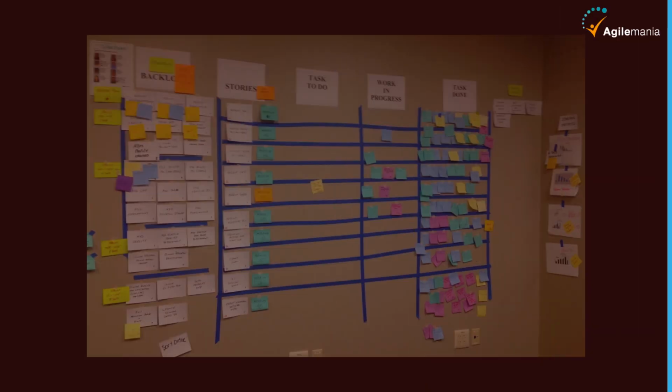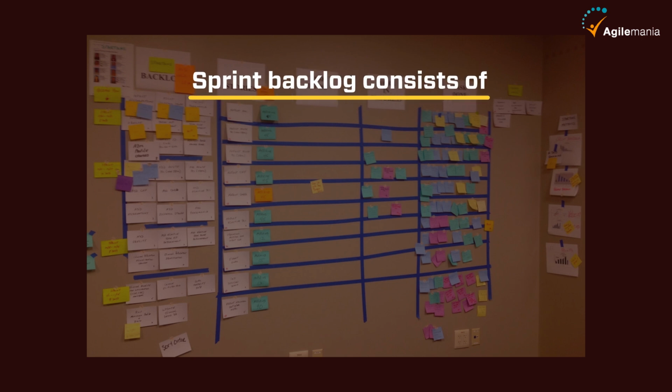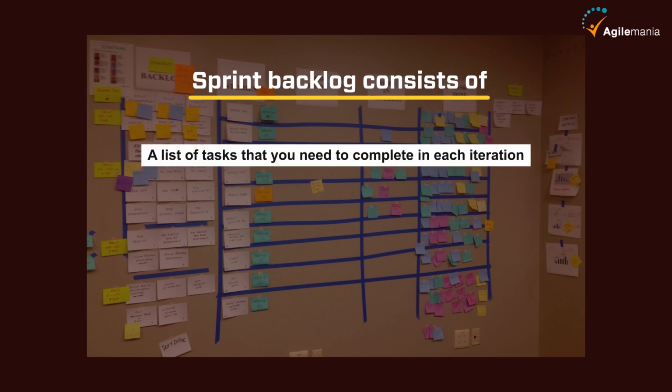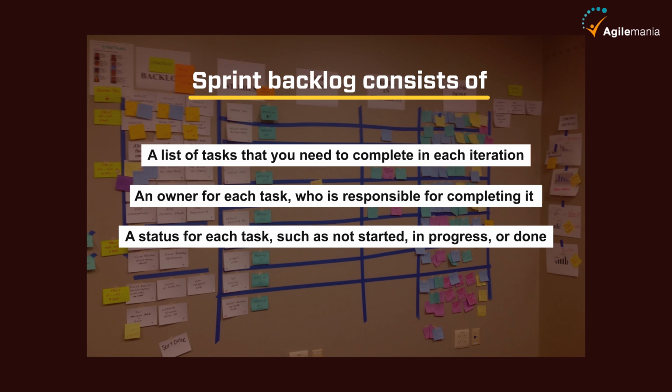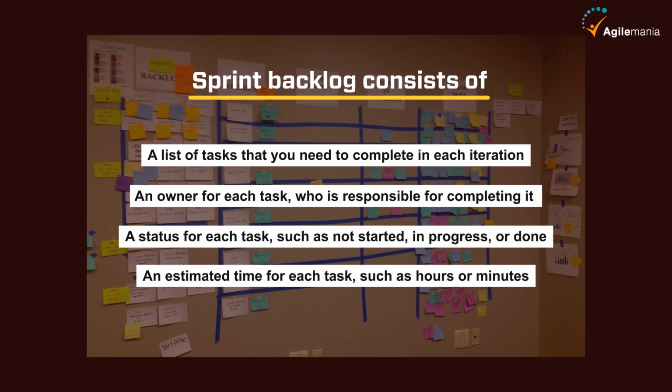A Sprint Backlog typically consists of a list of tasks that you need to complete in each iteration, an owner for each task who is responsible for completing it, a status for each task, such as not started, in progress, or done, and an estimated time for each task, such as hours or minutes.